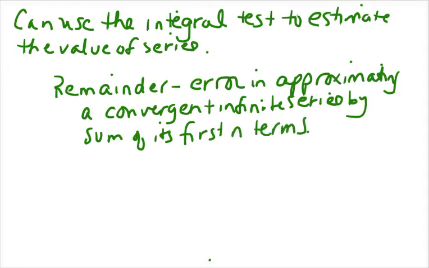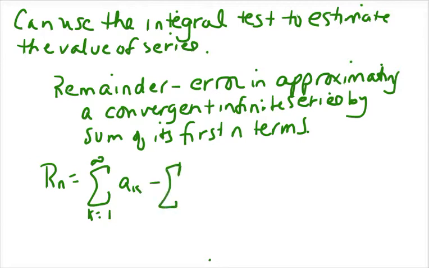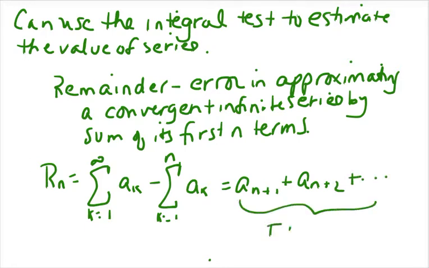Okay, so the remainder really is, right, the entire series, right, from k equals 1 to infinity, minus the finite sum, right, to n of the series, and that's equal to the tail. So this is the tail of the series.